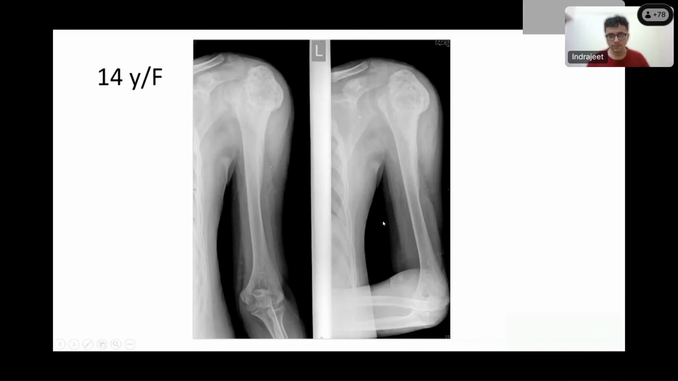Now, this is a 14-year-old female who has a very well-defined epiphyseal lesion in the humerus. Is it lytic? Prakash, can you say it's lytic? Right. So lytic, so it's like a bosselated lesion, right? And if you look at this, as you rightly said, it's coming just around the epimetaphysis.